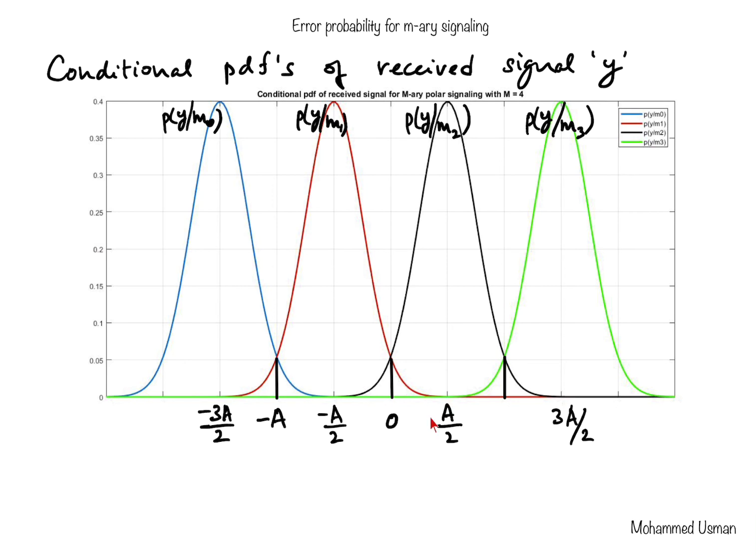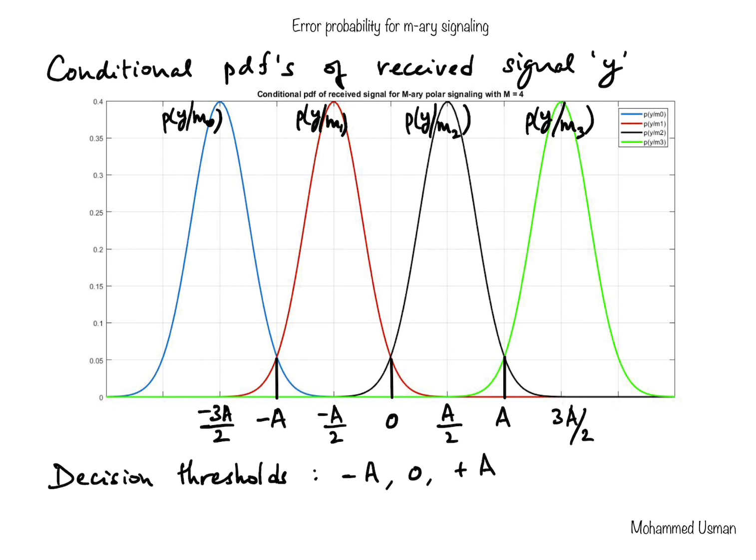And similarly, between A by 2 and 3A by 2, the midway point would be plus A. So those are the three decision thresholds. So we have decision thresholds, which are minus A, 0 and plus A.